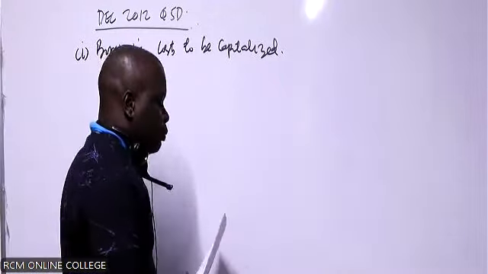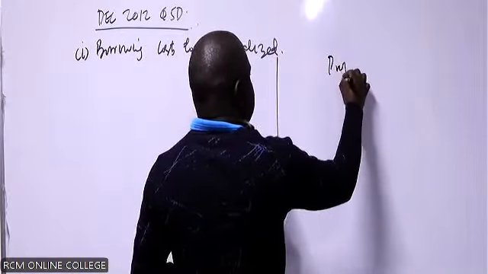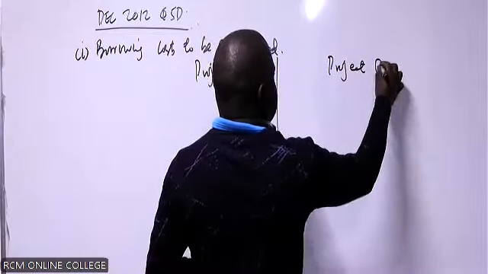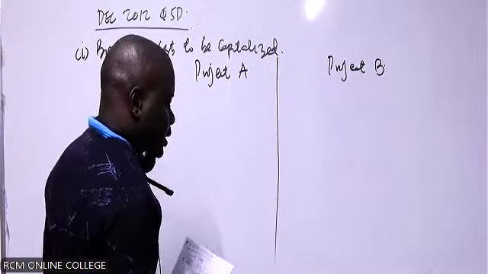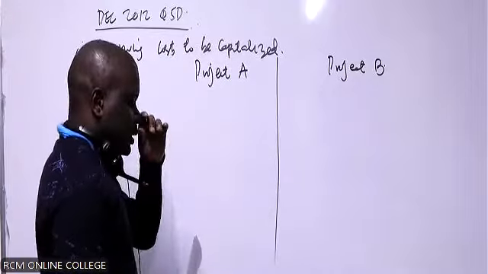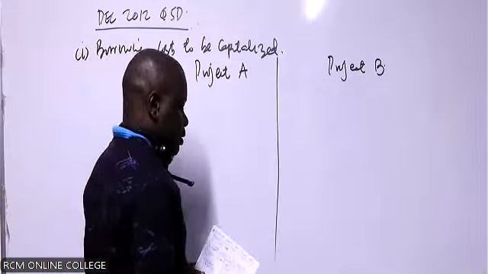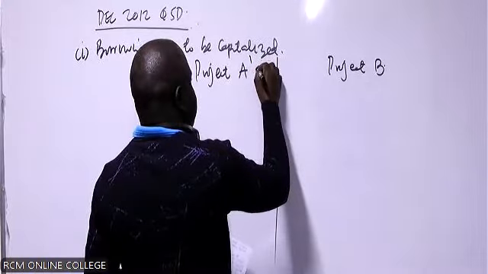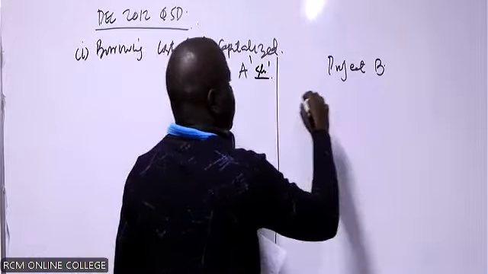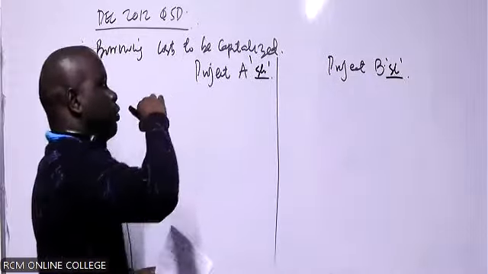We have two projects. We have project A and you have project B. Of course, let's present our figures in shillings of 1,000. Let them just be as per the question, the way they are.